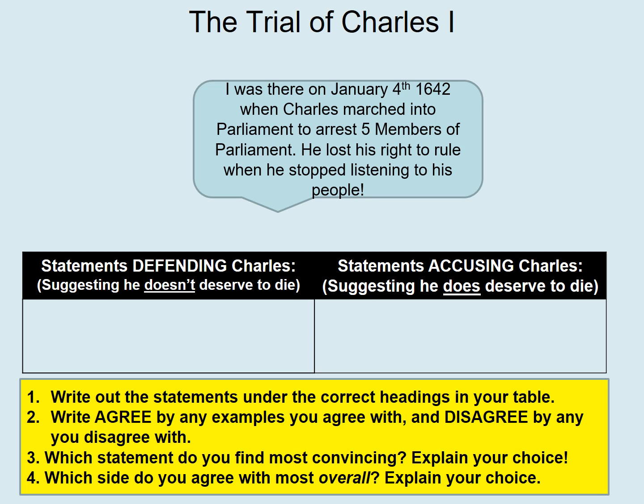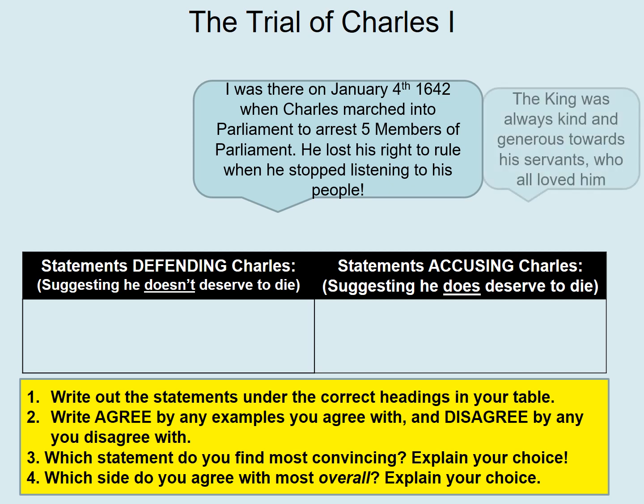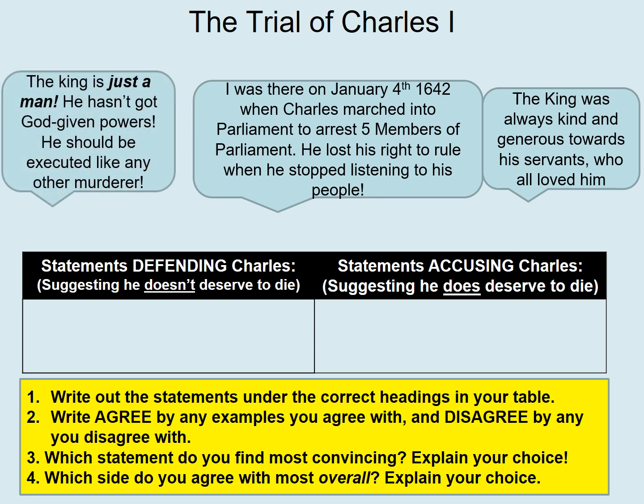I was there on January the 4th, 1642, when Charles marched into Parliament to arrest 5 members of Parliament. He lost his right to rule when he stopped listening to his people. The king was always kind and generous towards his servants, who all loved him. The king is just a man. He hasn't got God-given powers. He should be executed like any other murderer.